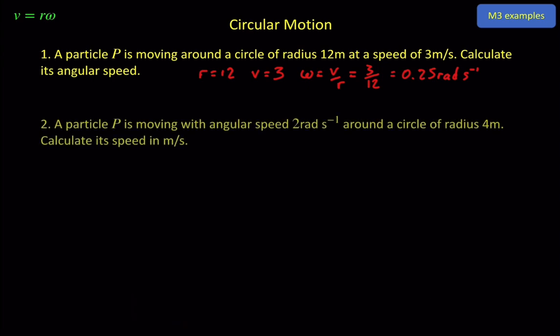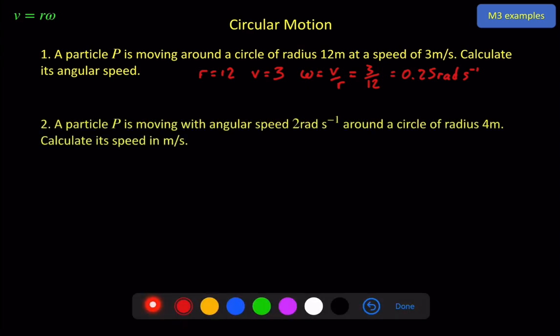Number 2. Particle P is moving with angular speed 2 radians per second around a circle of radius 4. Calculate its speed in meters per second. V equals r omega. 4 times 2 is 8 meters per second.